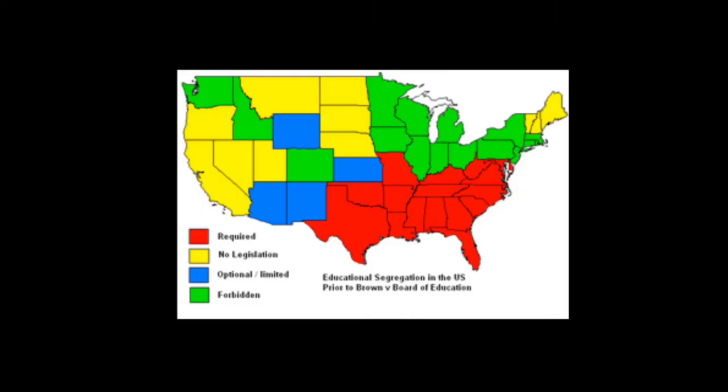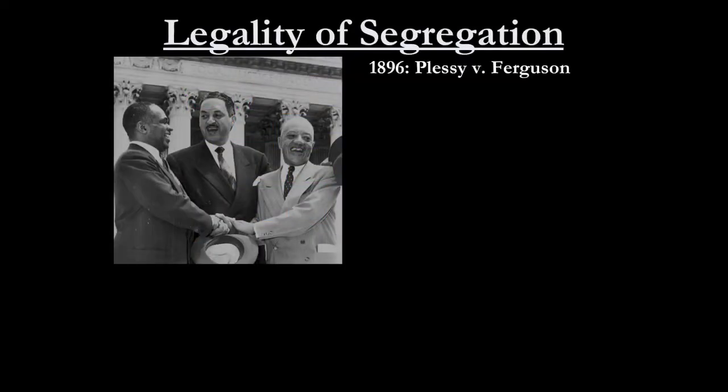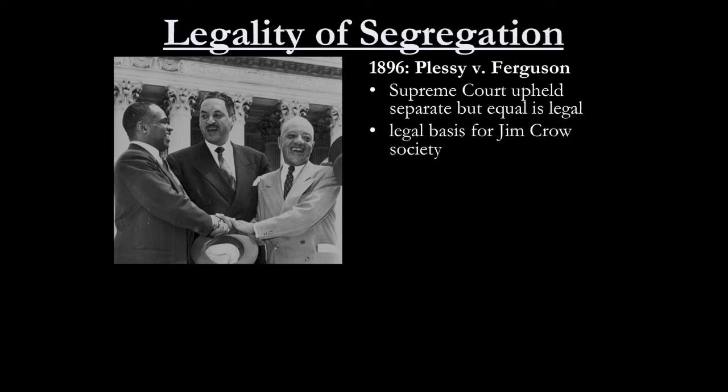Looking at schools prior to the Brown versus Board of Education, the red states here are states that required segregation. The green states forbid segregation, and the blue states were optional. Yellow states did not mention it. So now, looking at the legality of segregation, segregation becomes constitutionally protected in the 1896 Plessy versus Ferguson case, which basically established that in Louisiana it was constitutional to have separate train cars.